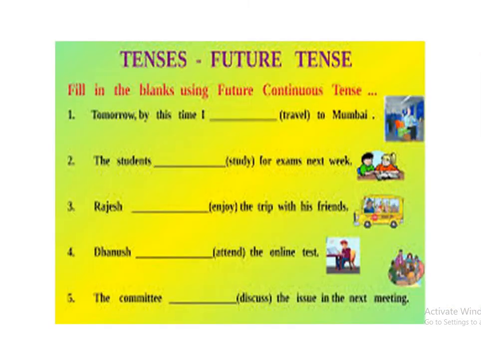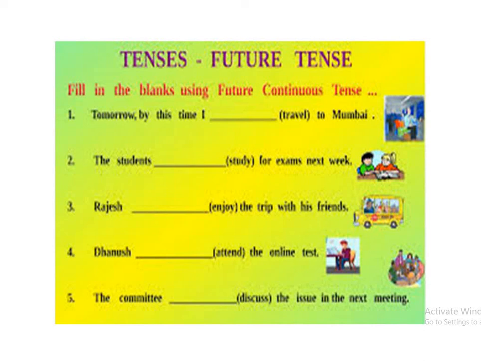So here is a short exercise which requires you to fill the blanks using future continuous tense, and the verb used is given in the bracket. The very first sentence is, tomorrow by this time I dash to Mumbai. Tomorrow by this time, I, future tense, that is why I will be using will. I will be traveling. Will ke saath be bhi use hota hai, right? When we talk about the future continuous tense. So I will be, and the ing form of the word travel. I will be traveling to Mumbai.